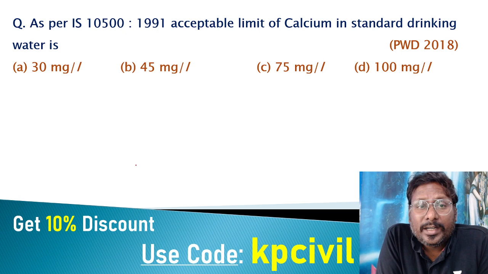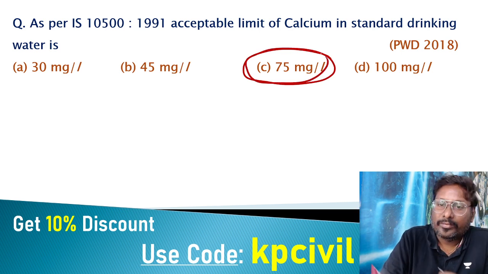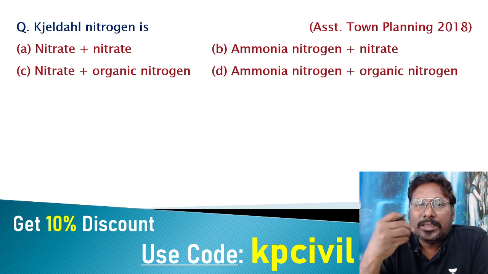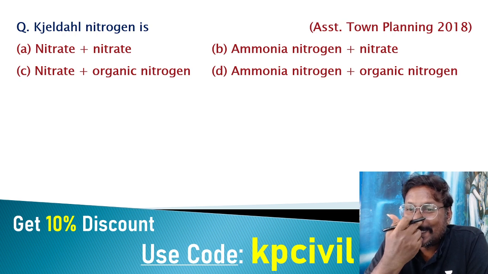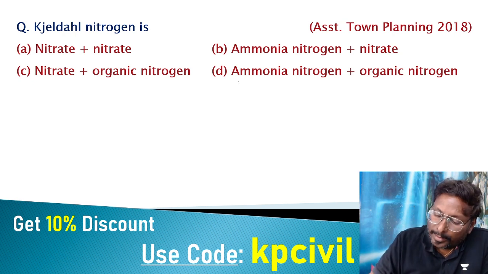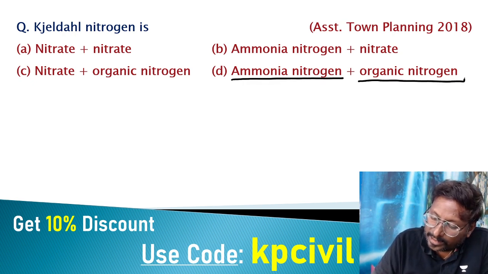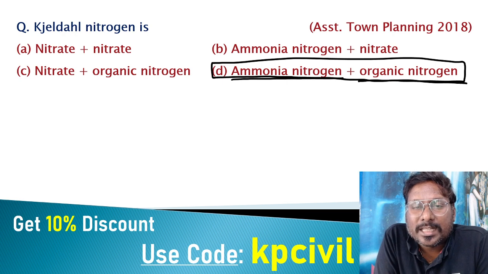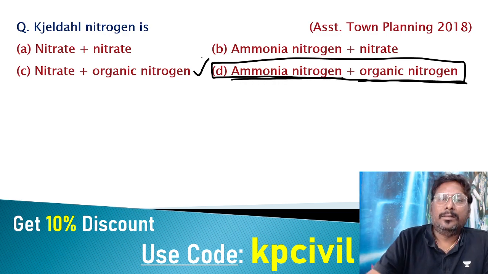As per IS 10500:1991, the acceptable limit of calcium in standard drinking water is 75, no doubt. So this is the permissible limit of calcium. The most favorite question of any state AEE: Kjeldahl nitrogen is a combination of ammonia nitrogen and organic nitrogen. Free ammonia, the most famous free ammonia, is called ammonia nitrogen, and that free ammonia combined with organic chemicals forming organic nitrogen or albuminoid nitrogen. That combination is called Kjeldahl nitrogen.